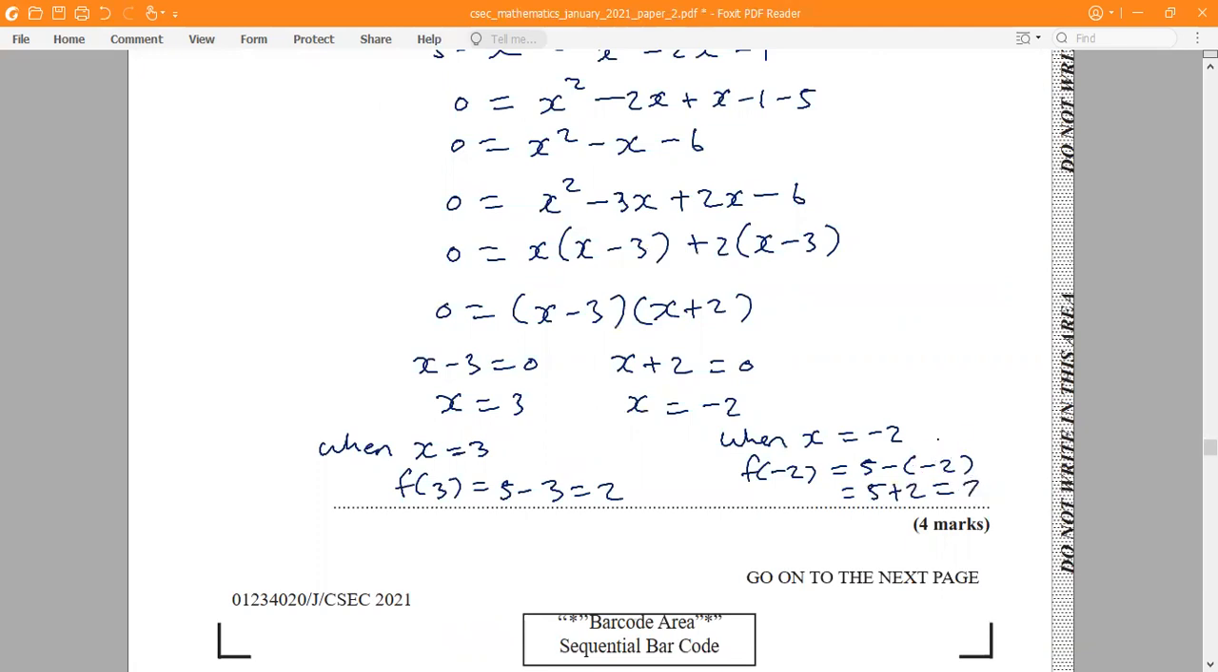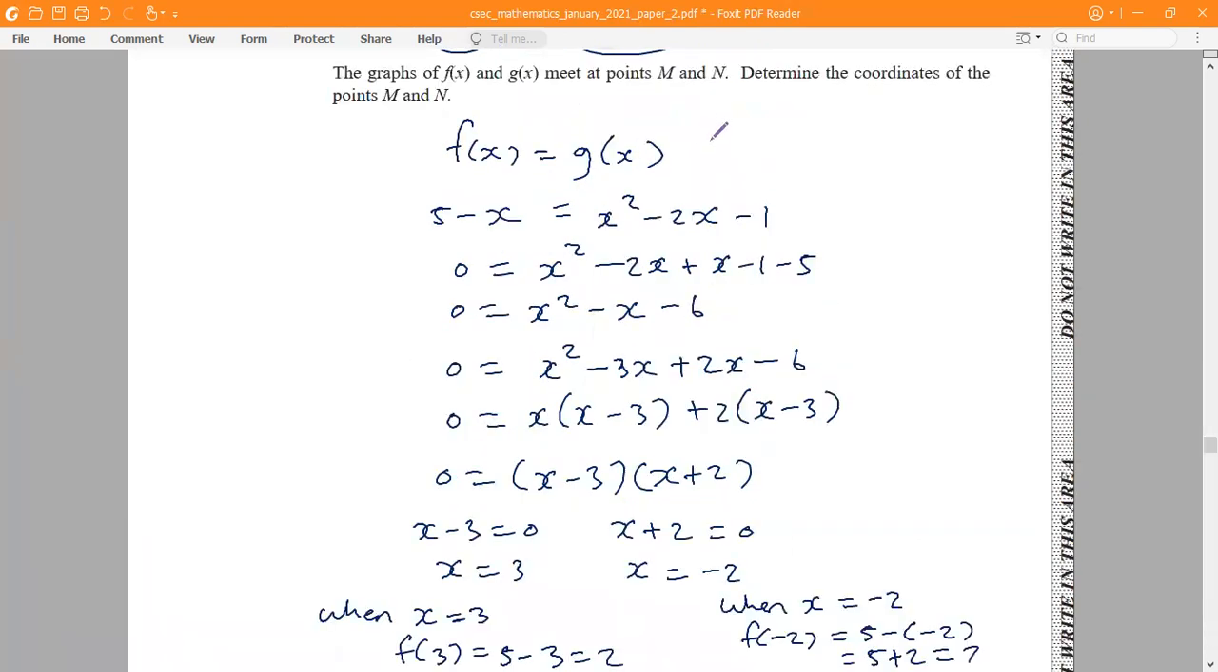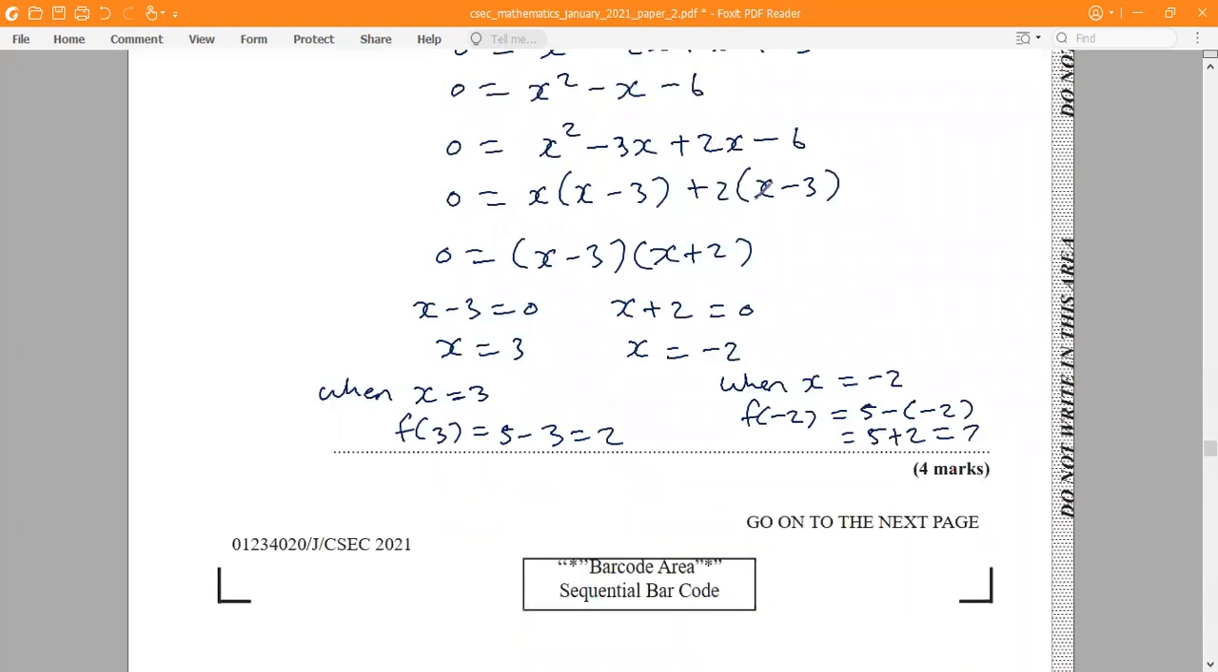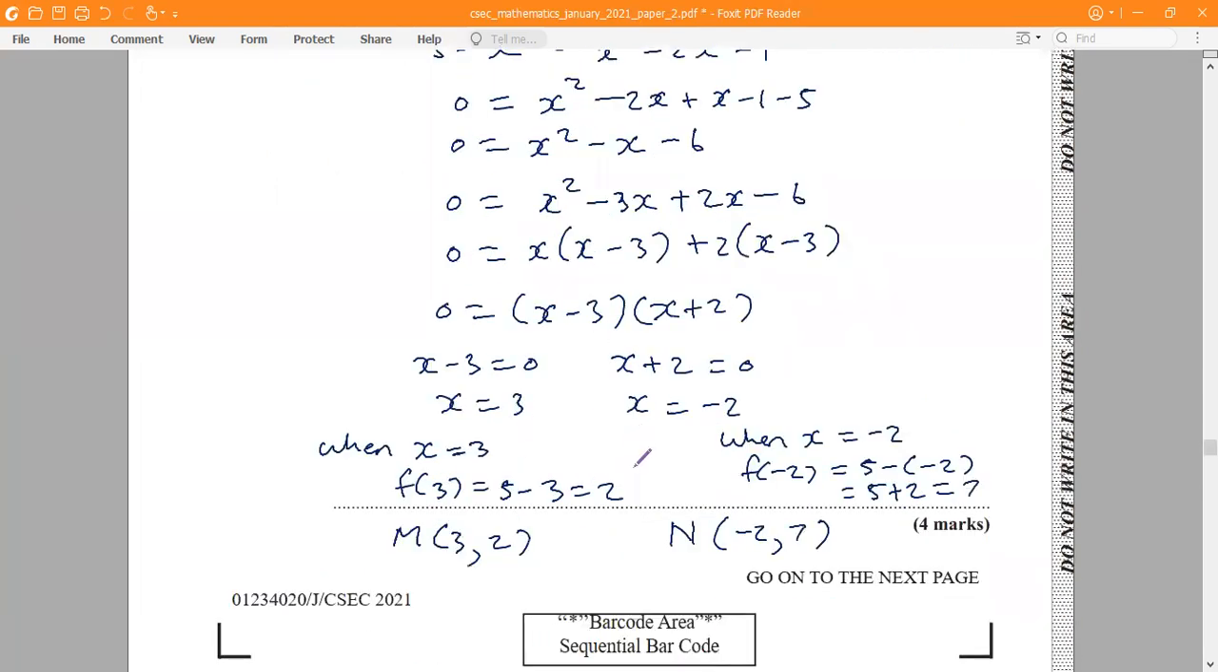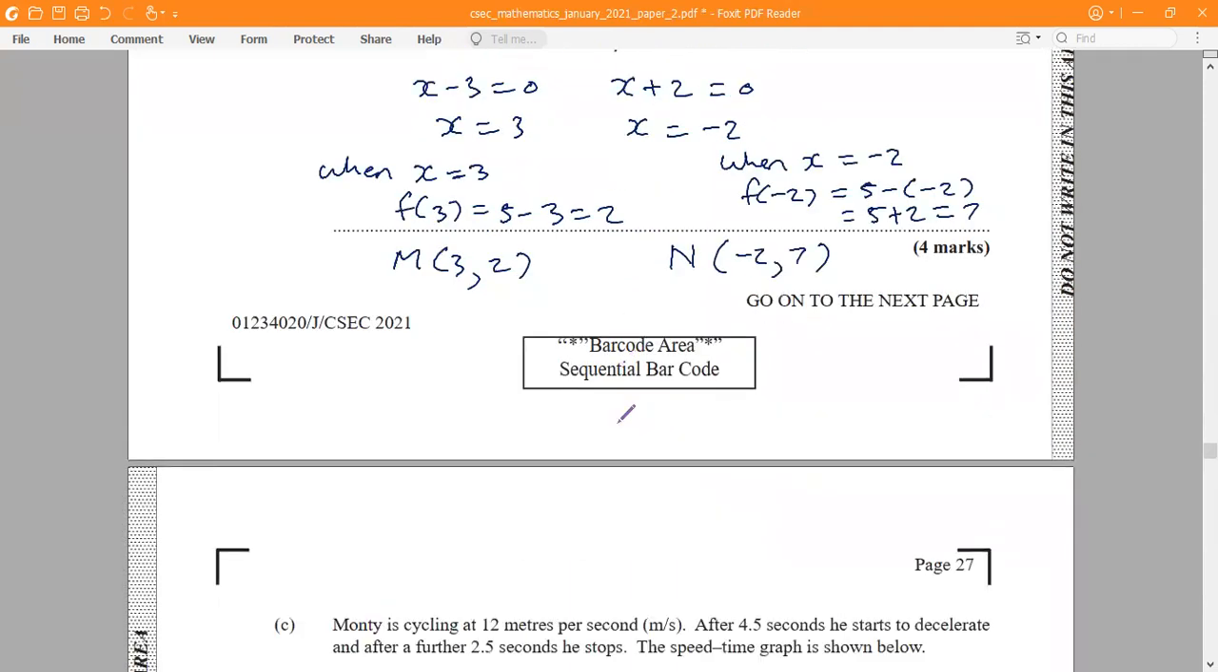So the points M and N, all right, M could be x equal 3, y is equal to 2, and N could be x equal negative 2, y is equal to 7. Okay, so these are the two points of intersection between these two graphs, f of x and g of x. All right, so 3, 2, and negative 2, 7. All right, let's move on.